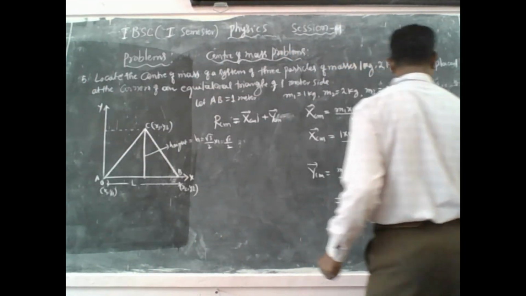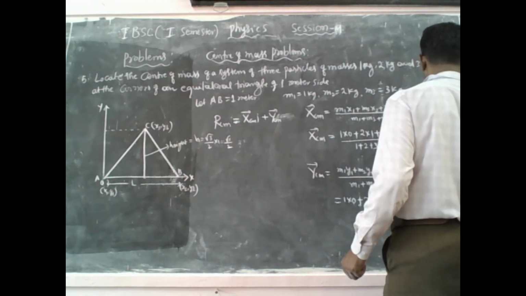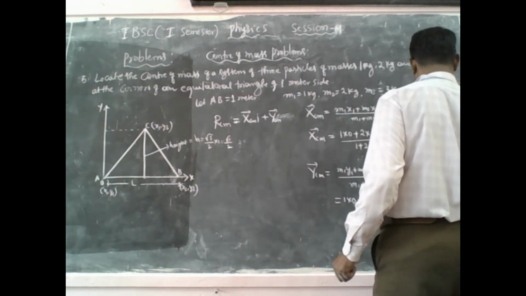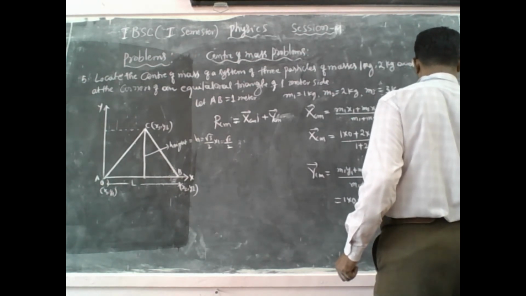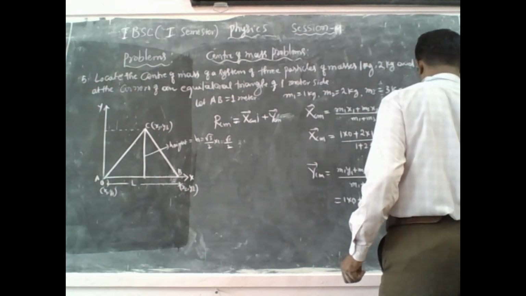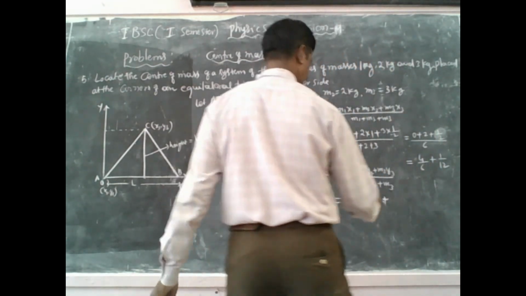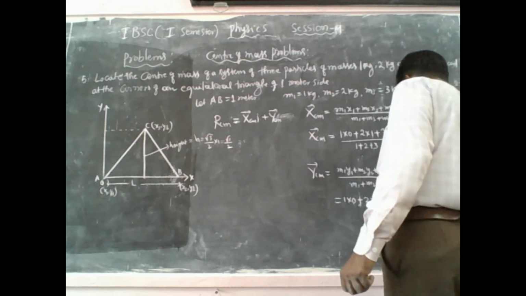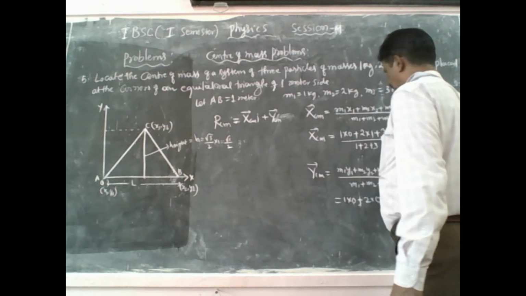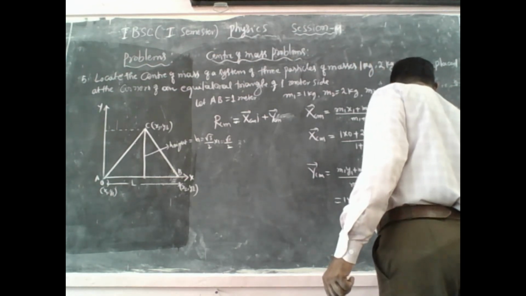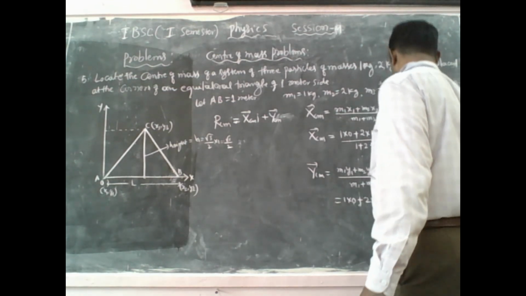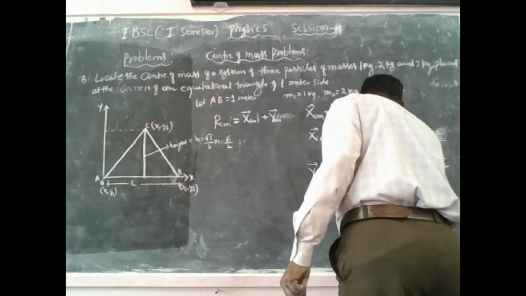Here half is there, only half is there. Divided by 6. Okay. 4 by 6 plus 4 by 6, 1 divided by 12. Okay. Plus then 2 into 0, and then m3 is equal to 3 into y3 is equal to root 3 by 2. Root 3 by 2, so divided by 6.